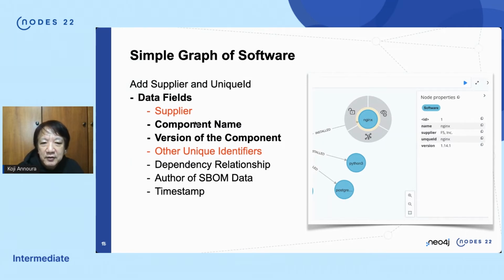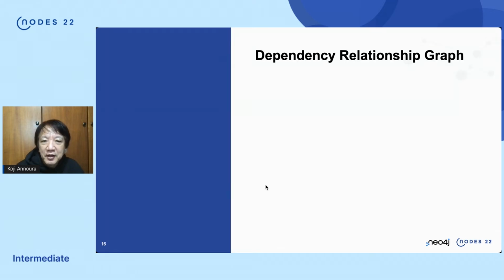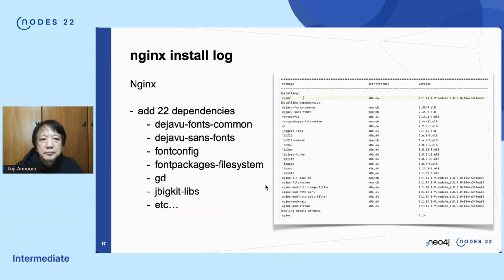So I think about a dependency relationship. It's really difficult to create. Okay. Oh, this is a simple graph of software. Okay. And next, the dependency relationship graph.